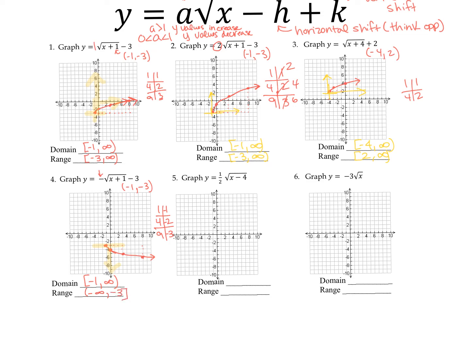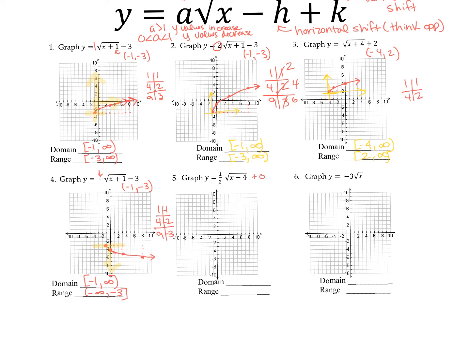So don't write this -3, -infinity. We always go smallest to largest, and -infinity, all of these y values at the bottom, are obviously smaller than -3. So we would write -infinity first. So let's take a look at number 5.